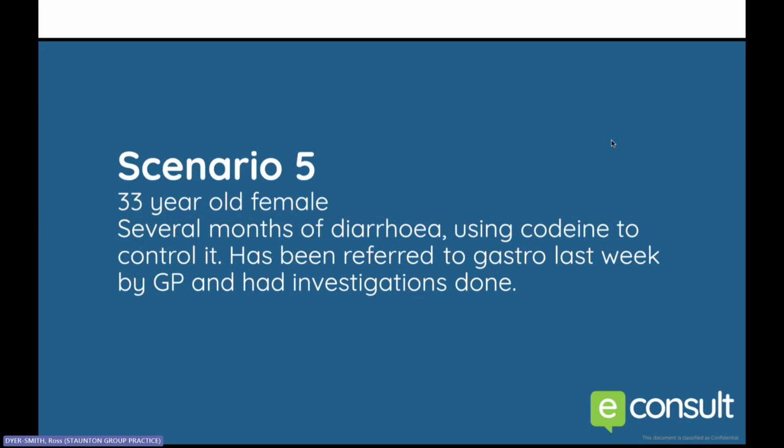Scenario 5, a 33-year-old female, several months of diarrhea. She's been using codeine to control it and has been referred to gastro last week by a GP and has had her investigations done.